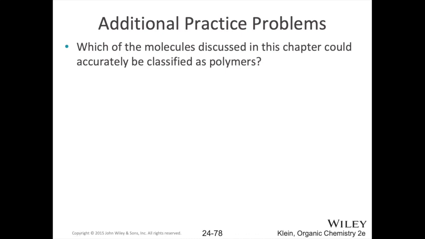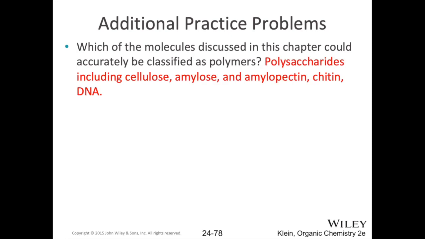Which of the molecules discussed in this chapter could be classified as polymers? There's a lot of those. If you've paused this and thought about it, this includes polysaccharides like cellulose, amylose, and amylopectin, and all of those have glucose as the monomer. Remember, it's the type of glycosidic linkage that changes the type of polysaccharide. Of course, you can change the monomers as well, but having different types of glycosidic linkages yields greater diversity in the polysaccharides you can make.